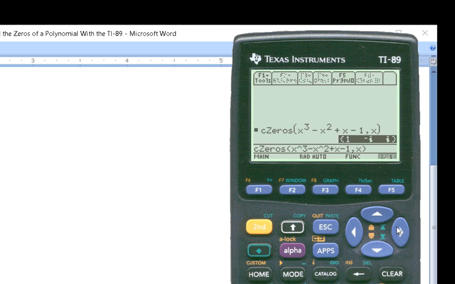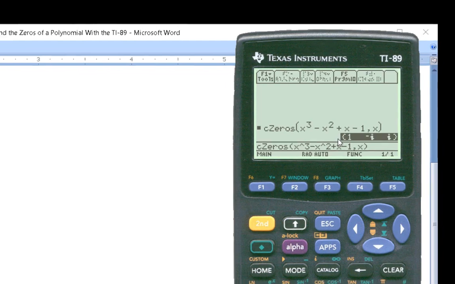So it's 1, negative i, and i. So it has 3. Remember the degree of the polynomial, just like with equations, tells you how many roots or solutions to expect, or in this case, zeros. So if it's third degree, we expect to have 3 zeros. They might be repeated, okay, but we expect 3. So in this case, we have 3 distinct zeros. One is real, that's the number 1, and then the other 2 are imaginary or complex, negative i and i.